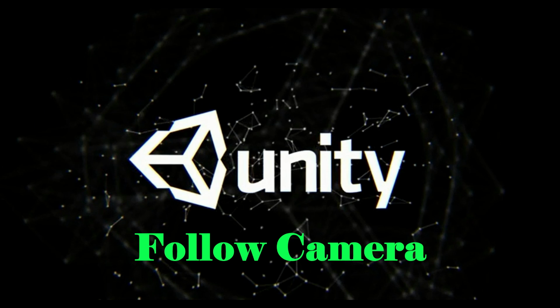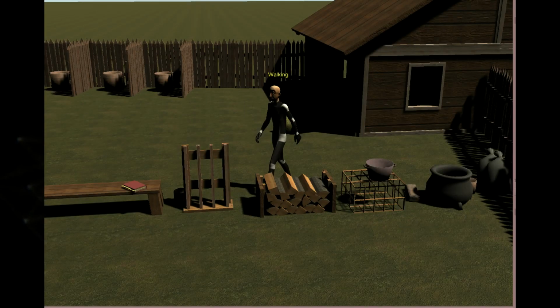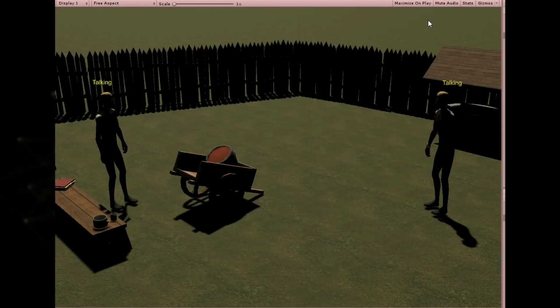So this tutorial again is about using a follow camera, and I have a scene set up where say it's a fantasy RPG style game where you have multiple characters and you want to follow one of them around, and you also want to be able to switch the camera to follow a different player around, and in some occasions you want the camera to track two different characters and have them both be in the frame of the camera so that it's obvious that the two characters are interacting with each other.